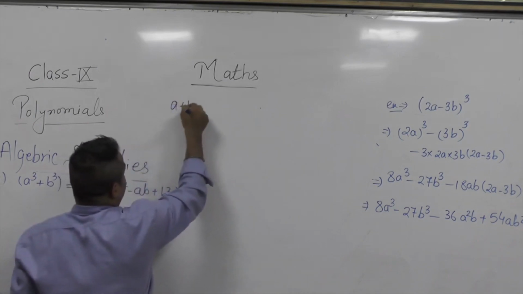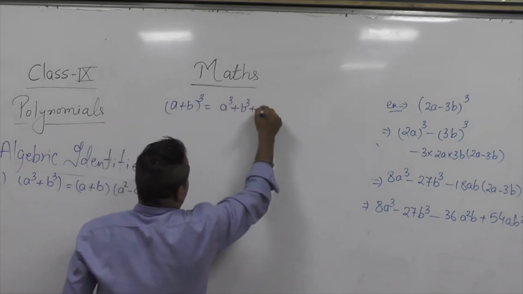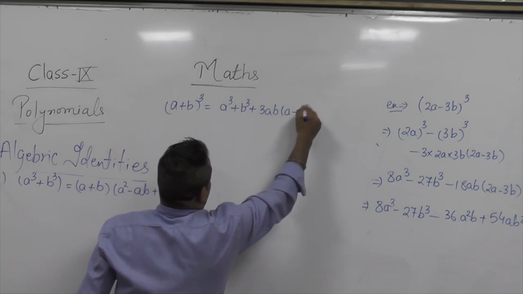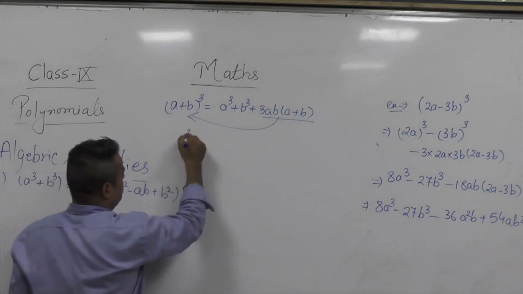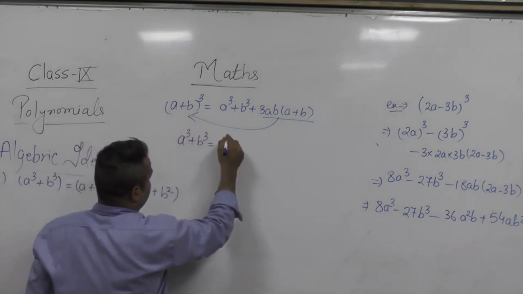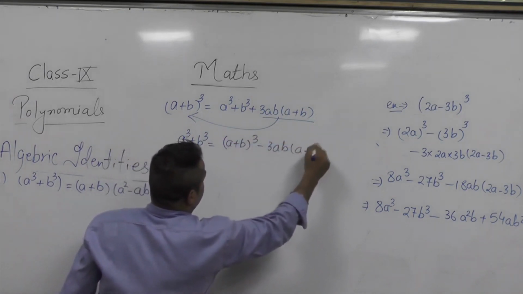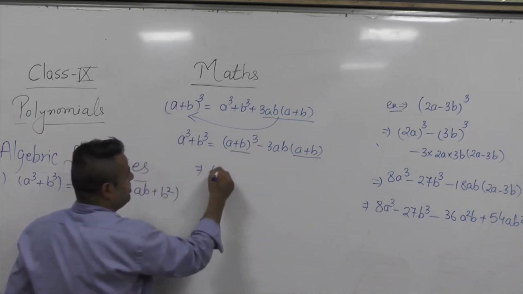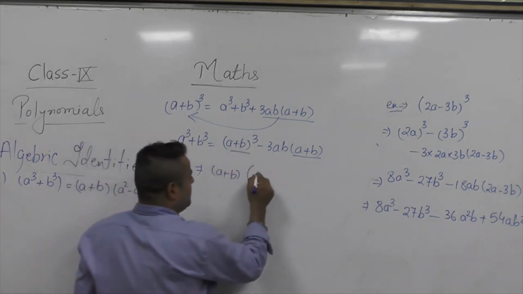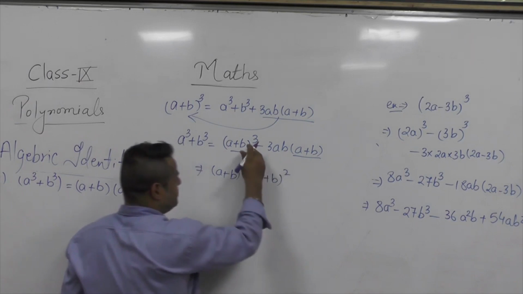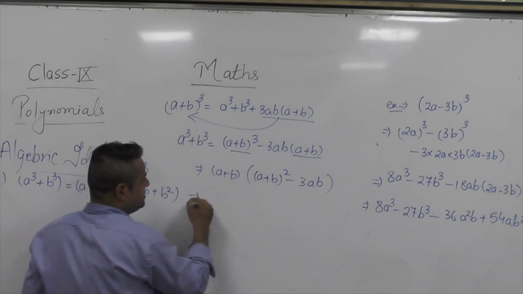We had an identity, a plus b whole cube as a cube plus b cube plus 3ab, a plus b, right? Now we can transpose this 3ab, a plus b to the other side to get the value of a cube plus b cube. So a cube plus b cube will become a plus b whole cube minus 3ab, a plus b. Now we can take this a plus b common because it is in both terms, so I am taking it once common. What we have remaining is a plus b square, because from power 3 we took out power 1, minus 3ab.